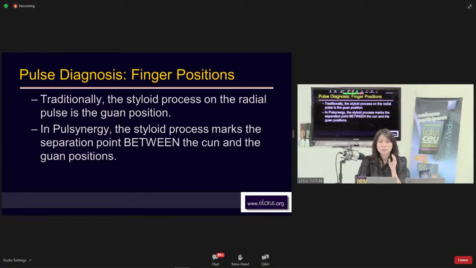So the finger position. Traditionally, when we're taking pulses, the styloid process is where you put the guan position, right? You find your styloid process and you put your middle finger over it. That's the guan. But for Dr. Chang's system, you have to shift your finger slightly down, because that styloid process is the separation point between the cun and the guan. This is very important because he's always said that if you don't get the position right, you won't make the right diagnosis, which is true. It's kind of like playing piano, right? If you don't get the keys right, your music is going to be off a bit.